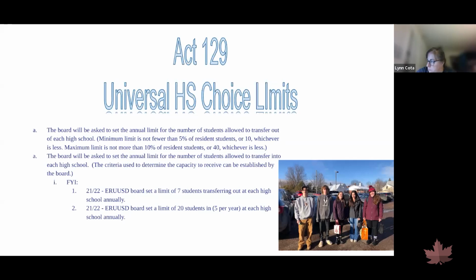Right. And we've had kids petition to come here. They've had a bad experience fitting into another school, and they like the smaller school of Enosburg or Richford. We've had different scenarios where kids have tried to transfer in. Yeah. So there's a deadline associated with this. It's a March 1st deadline.